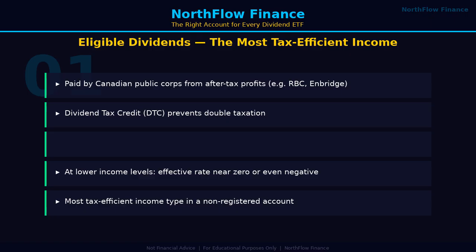The net effect is that eligible dividends are taxed at a significantly lower rate than ordinary income. At the top Ontario bracket, eligible dividends face an effective tax rate of around 39%, compared to over 50% for salary. At lower income levels, the tax rate on eligible dividends can be near zero, or even negative, meaning you actually receive a credit. This makes eligible dividends one of the most tax-efficient forms of investment income available to Canadians in a non-registered account.